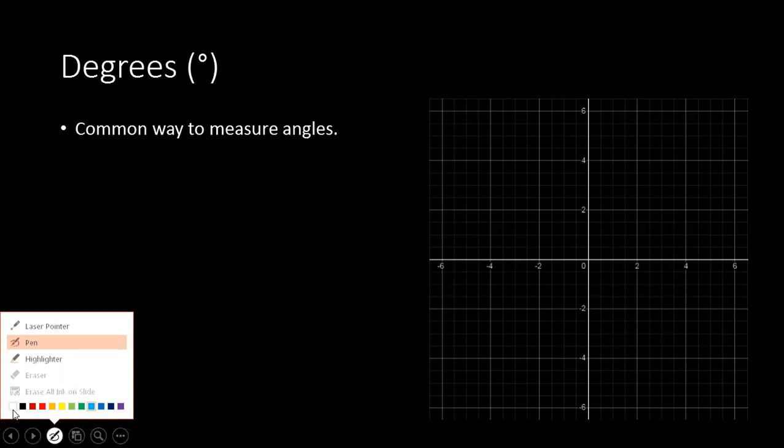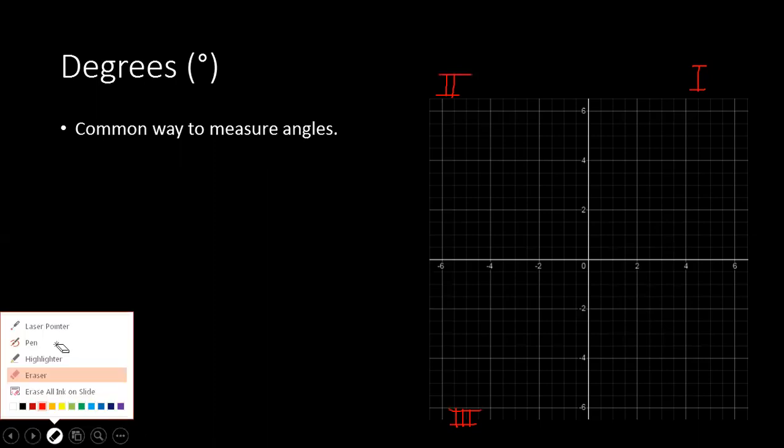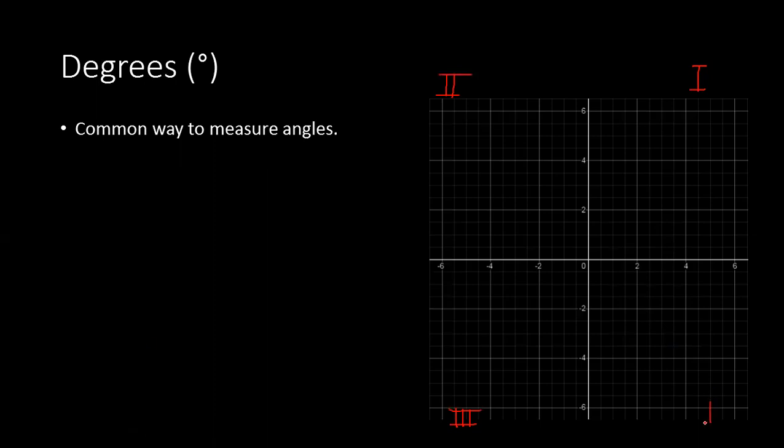Now let's relate it to the Cartesian plane. Here, let me label again the types of quadrants: first quadrant, second quadrant, third quadrant, and the fourth quadrant. The positioning of the fourth quadrant is off, so let me rearrange it again.